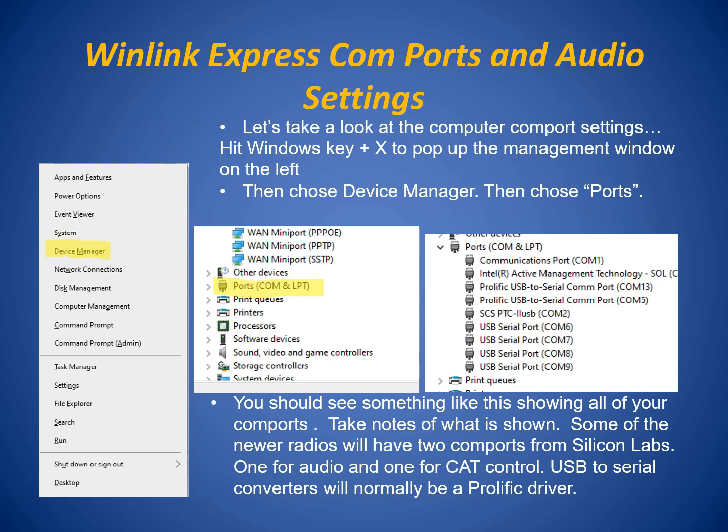One of the first things we want to do is make sure that we know which COM ports are available on our computer for audio interfaces and also for CAT control. Basically, they show up as Silicon Labs if you're using the drivers for the newer ICOM machines. If you're using an older transceiver with a USB to serial converter, they'll usually be a Prolific driver, but you need to take note of the ports that are available on your machine and know which ones are which, because we will need that information later on.